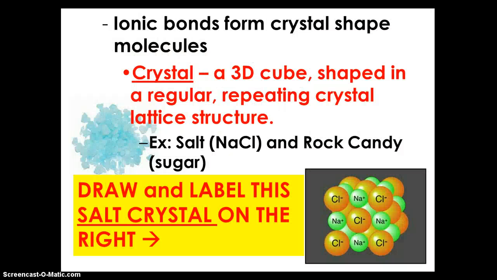Ionic bonds also form crystal-shaped molecules. Crystals are a 3D cube shaped in a regular repeating pattern lattice structure. Okay, repeating crystal lattice structure. So examples, salt and rock candy, which is made of sugar, are all made of crystals. Yes, now you draw and label this salt crystal on the right. As you see, it's a cube shape and they're stuck together in a regular pattern. They're not all over the place. They're in a nice, neat order. And of course, these are solids.